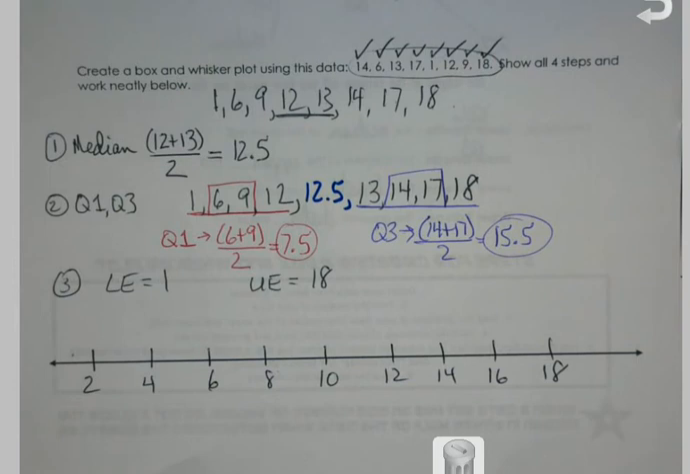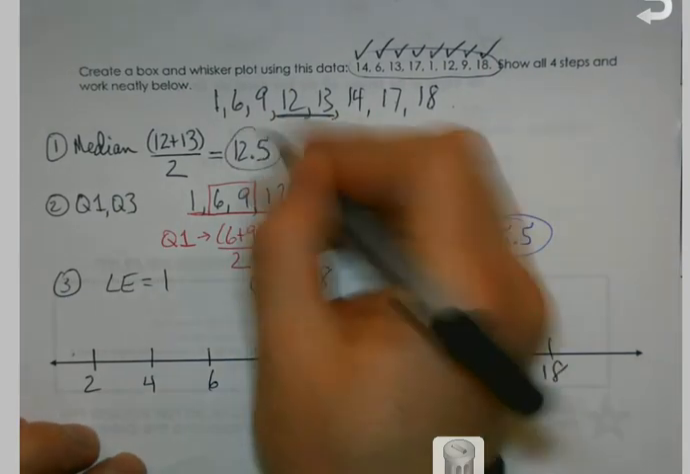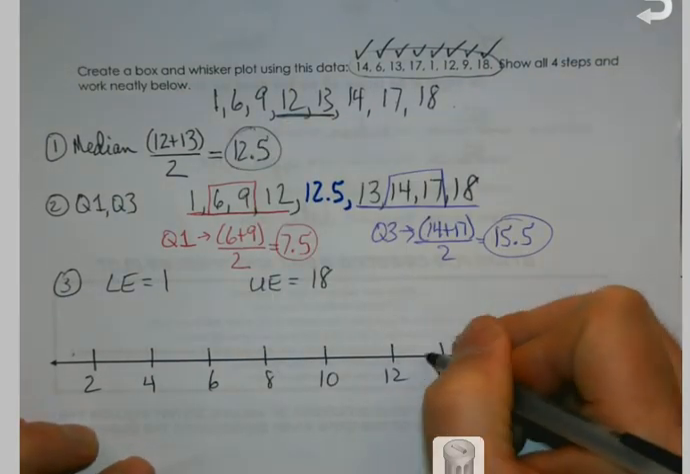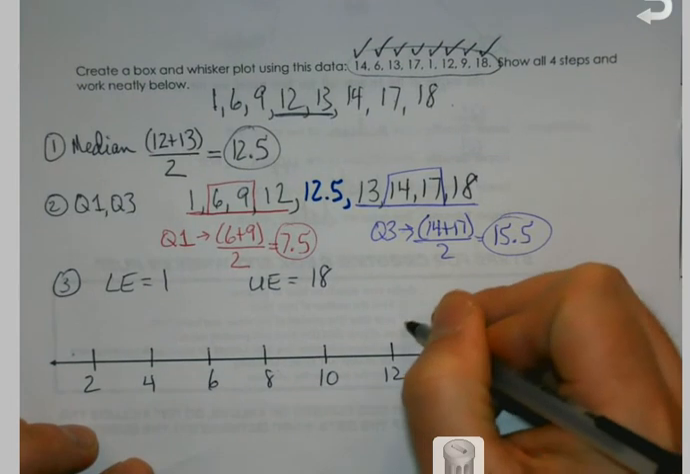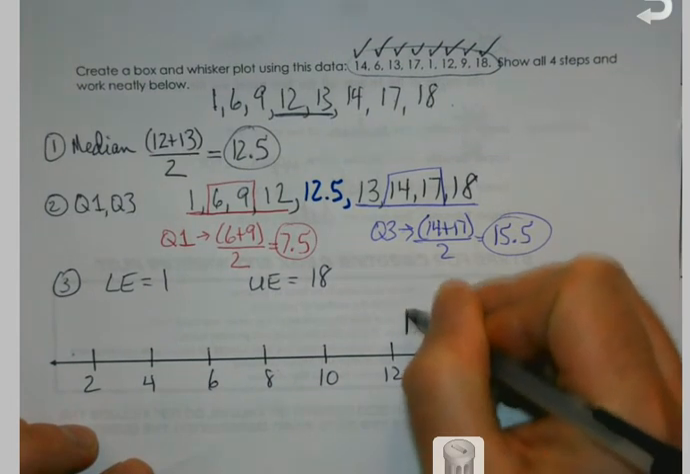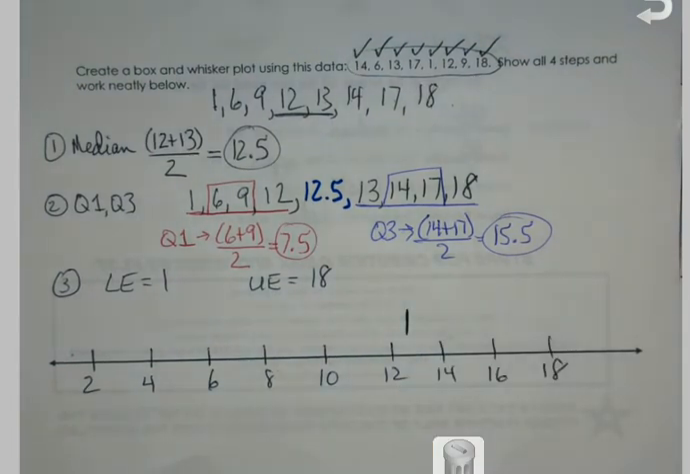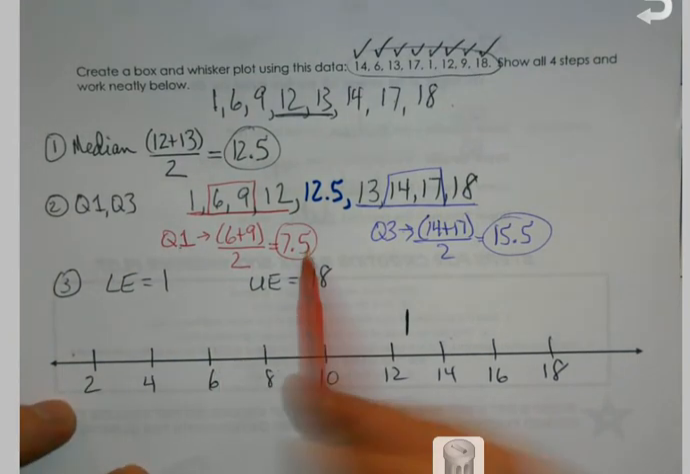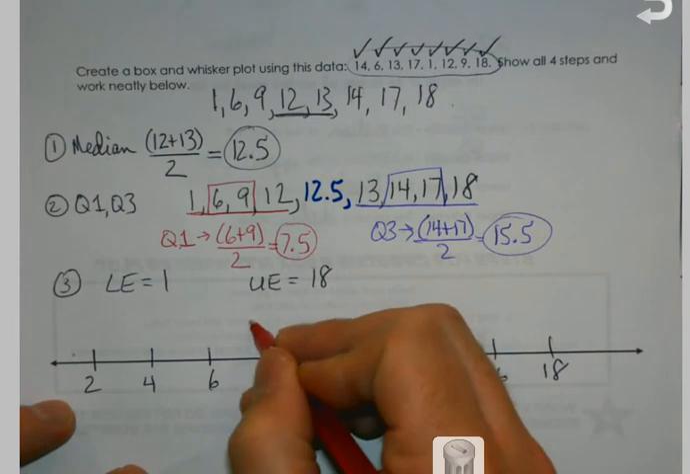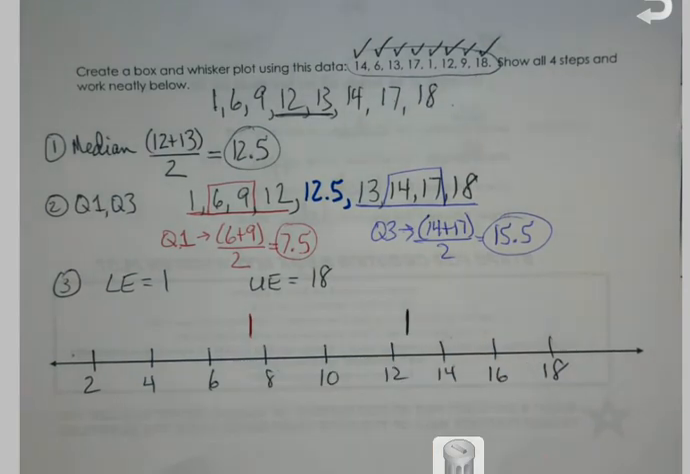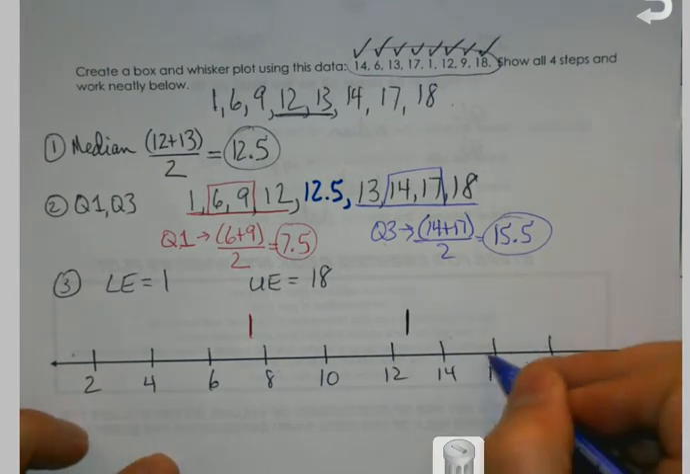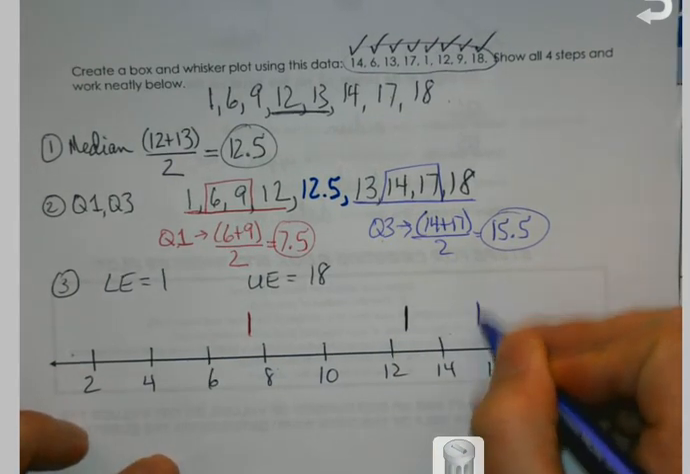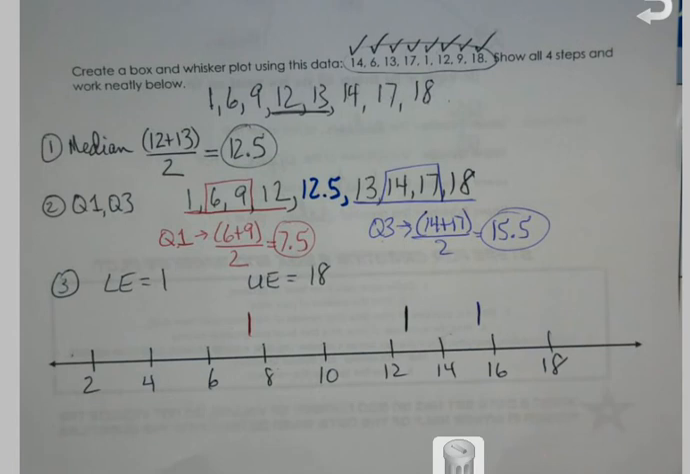So I look and I go, okay, my median is 12.5. So just a little past the 12. Not in the middle, because that'd be 13. Okay, so my median's right about here. Again, I'm going to put it up a little bit so I can draw my box here in a minute. My Q1's at 7.5, so a little less than 8. Make my line. And then my Q3's at 15.5, so almost to 16. And again, if you went by 1s, you'd just go in the middle of 15 and 16 for that.